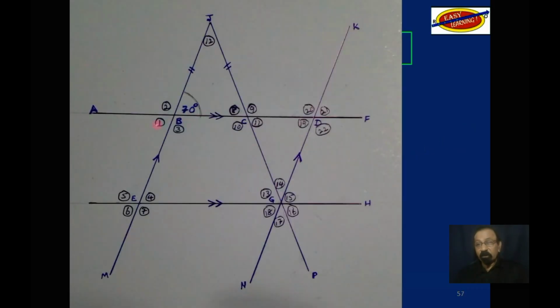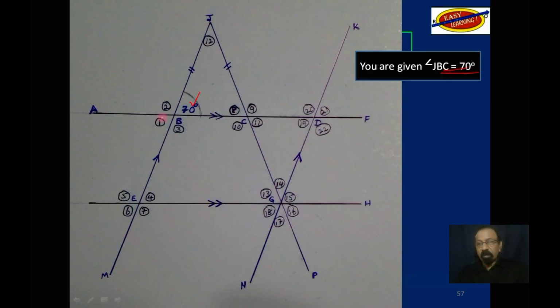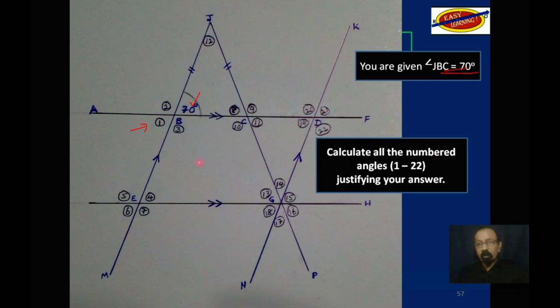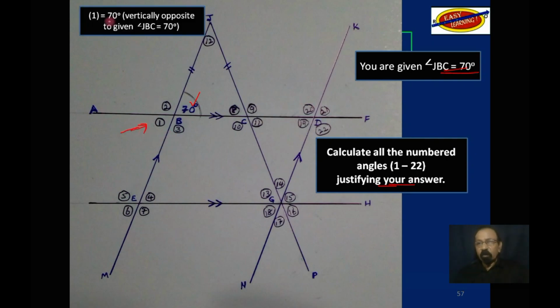I will number them in terms of 1, 2, 3, 4, 5, 6, 7, and so on. Remember, you are only given this one, but you are given some other information. So let's begin with this one. Calculate all the numbered angles 1 to 22, justifying your answers. So we begin here. What is angle 1? Well, that one is 70 degrees. Why? It is vertically opposite to the given angle, which is 70 degrees.